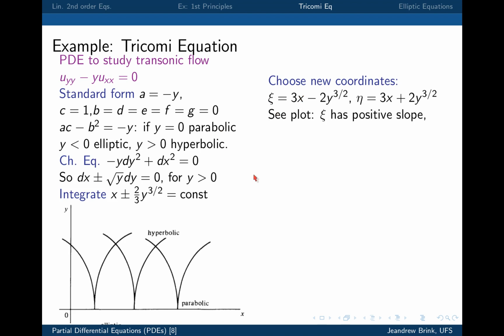So here you have xi with a positive slope, so the xi branch is the one that leans towards the right, and eta arches to the left. So our two new coordinates basically describe the characteristic lines, and you can see that when y is positive, they form new coordinates. They don't cross at 90 degrees, but they do form new coordinates.